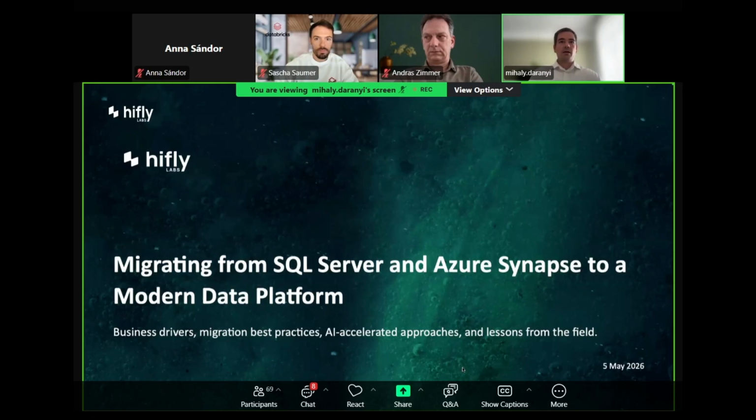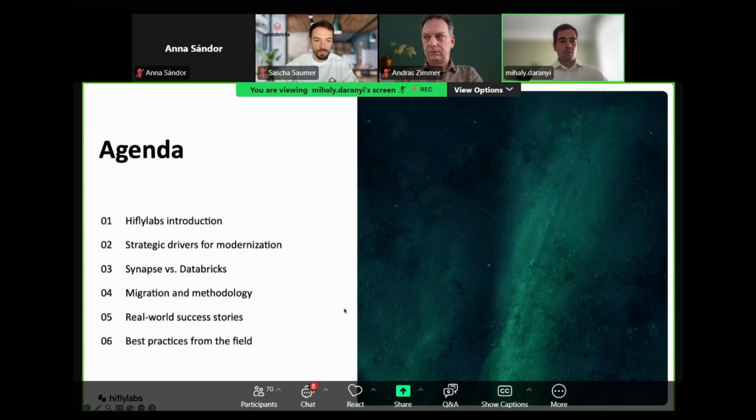On the next slide, I will jump to our agenda today. We will cover 6 sections. The first will be a quick introduction to Highfly Labs, who we are and why we are qualified to talk about this topic. The second is about the strategic drivers behind the modernization right now, what has actually changed in the market. The third focuses on Synapse versus Databricks, the practical comparison and the business cases that can drive these changes. The fourth is the migration approach and methodology, how we recommend running these programs nowadays. The fifth is real-world success stories from the field. And sixth, we summarize the best practices and lessons learned from our previous engagements. So let's start with a quick word on Highfly Labs.